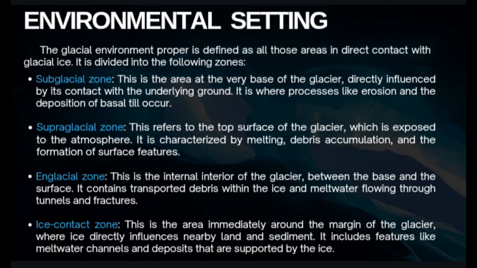Next, we have supraglacial zones. This refers to the top surface of the glacier, which is exposed to the atmosphere. It is characterized by melting, debris accumulation, and the formation of surface fissures. The supraglacial zone is the surface. Snowfall is the primary form of accumulation in the supraglacial zone.